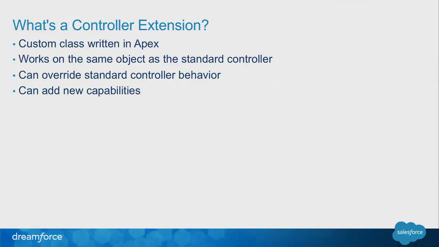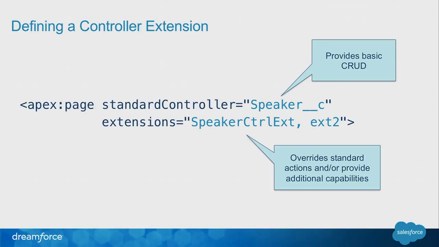An extension is basically a controller that also executes alongside the standard. So it works the same as the object as a standard controller. You can overwrite the standard controller behavior, and you can add new capabilities. So to do this, you use the extensions tag or attribute in the Apex page. We say extensions equals speaker 2.3. So you can add multiple extensions to a page. And then you can bind to attributes in those Apex classes.